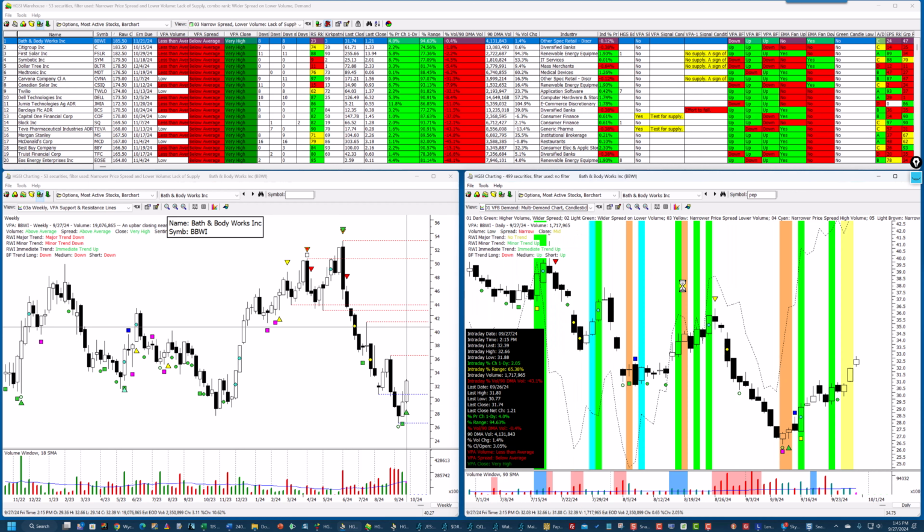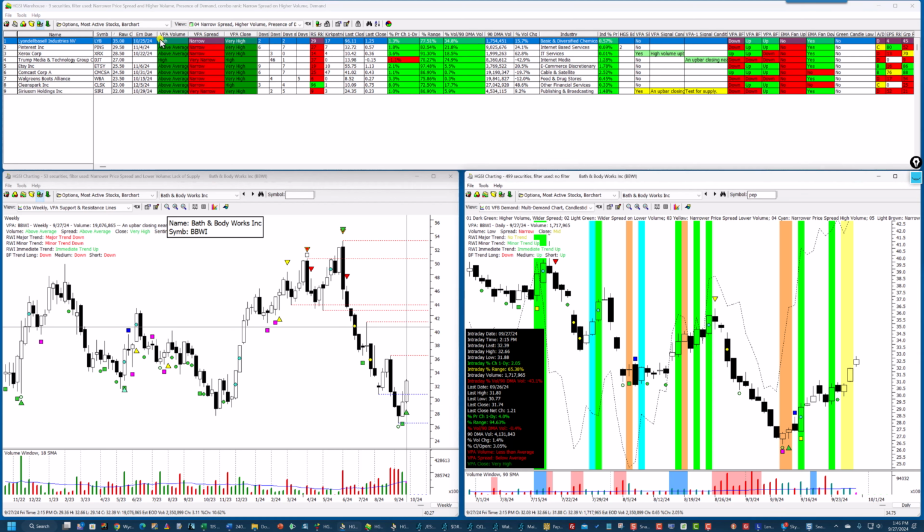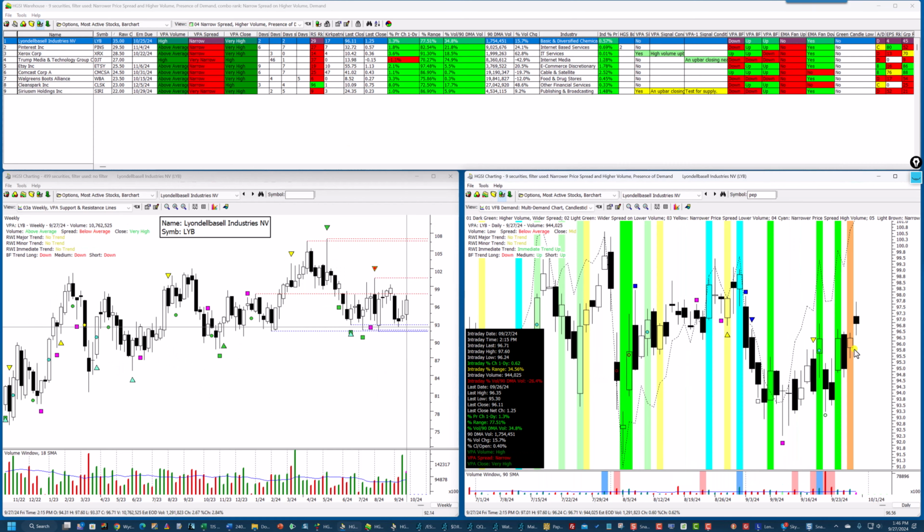Let's go back to a basic demand chart here. I'm just going to go down to the next one. This one generates the brown bar, narrow spread, higher volume, presence of demand.